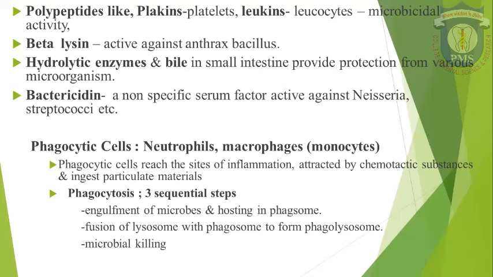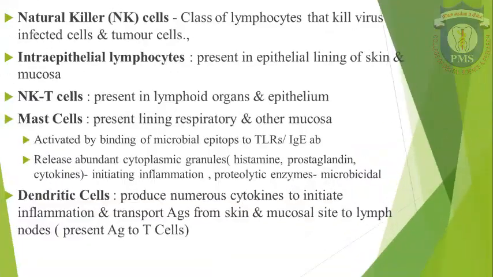Now we will move on to phagocytic cells, which include neutrophils and macrophages. Phagocytic cells reach the site of inflammation, attracted by chemotactic substances, and ingest particulate materials. We all know the steps in phagocytosis. The natural killer cells are a class of lymphocytes that kill virus-infected cells and tumor cells.